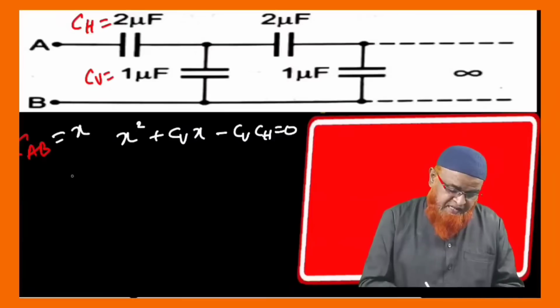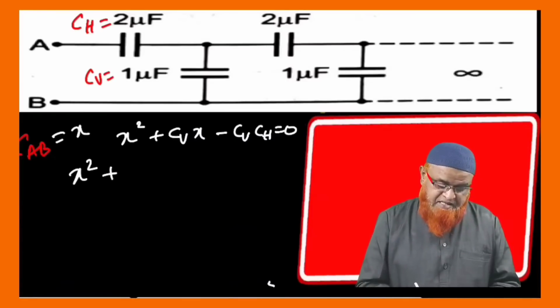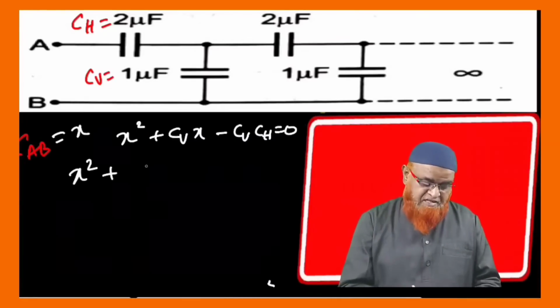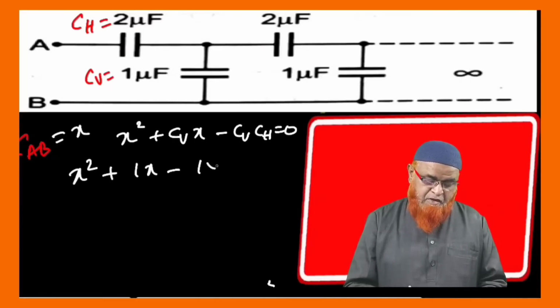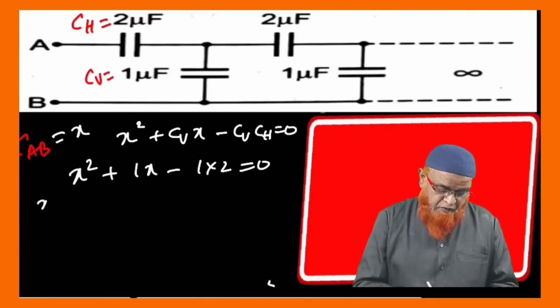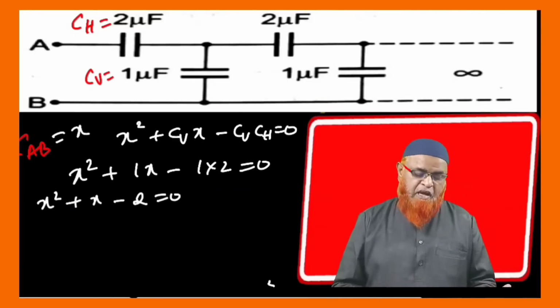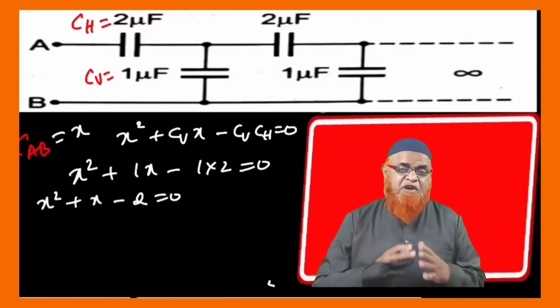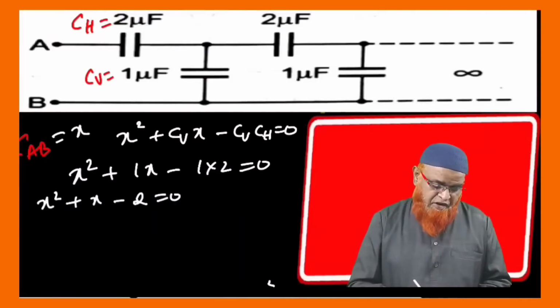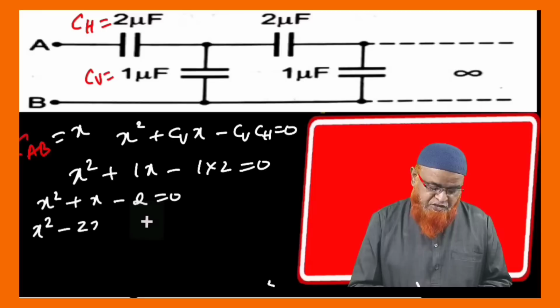It's very simple. You can find X square plus C vertical, which is nothing but 1 microfarad, so you'll be writing 1 into X, minus C vertical into C horizontal, which is nothing but 1 into 2, is equal to 0. Therefore we will write X square plus X minus 2 is equal to 0 here. It's very simple: you have to solve this quadratic equation, get the value of X, and that X is going to be the C equivalent for you. So how are you going to do it? For example, this can be written as X square minus 2X plus 2X minus X minus 2 is going to be equal to 0.